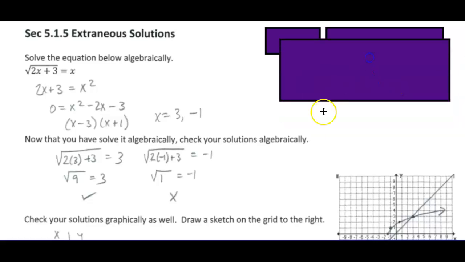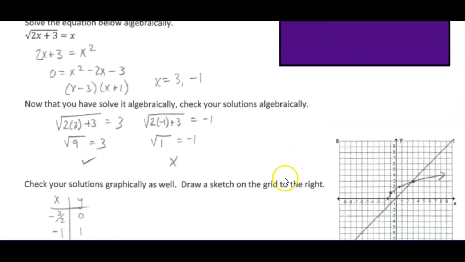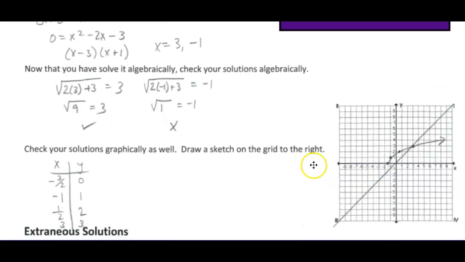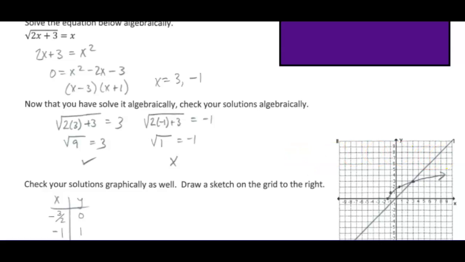All right, so if we check these solutions graphically, what happens? Well, let's just graph both. So I graph a straight line at y equals x. So that's the right side of my equation, y equals x. And then the left side of my equation, square root of 2x plus 3.